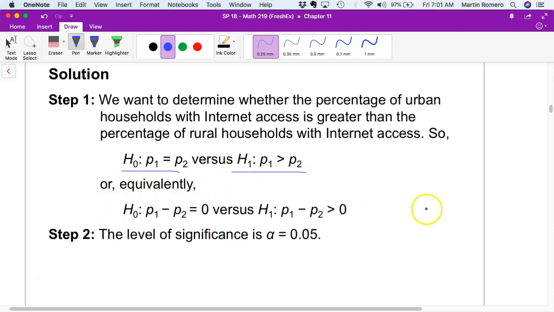Now in StatCrunch, you have to be careful here. This is what you would be writing for H0 and H1, and this here is what happens in StatCrunch. StatCrunch has you write it differently. As soon as you write it this way, this is the way it looks in StatCrunch.